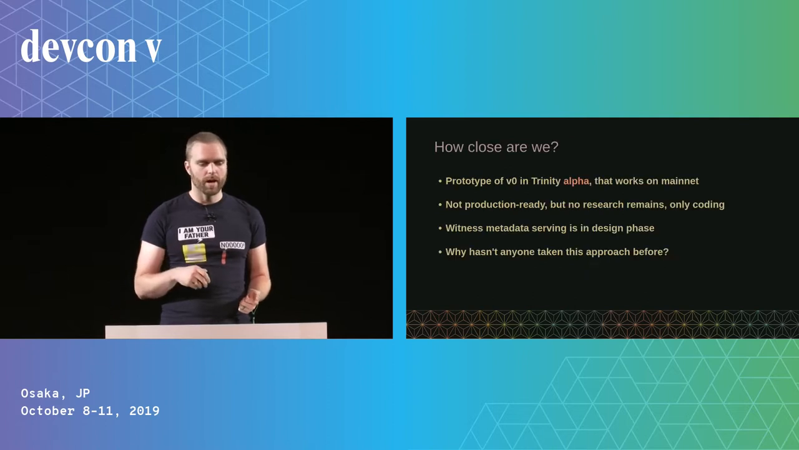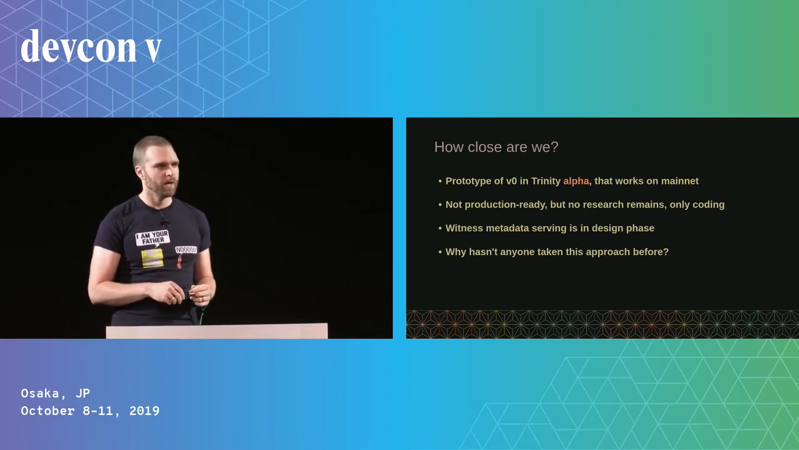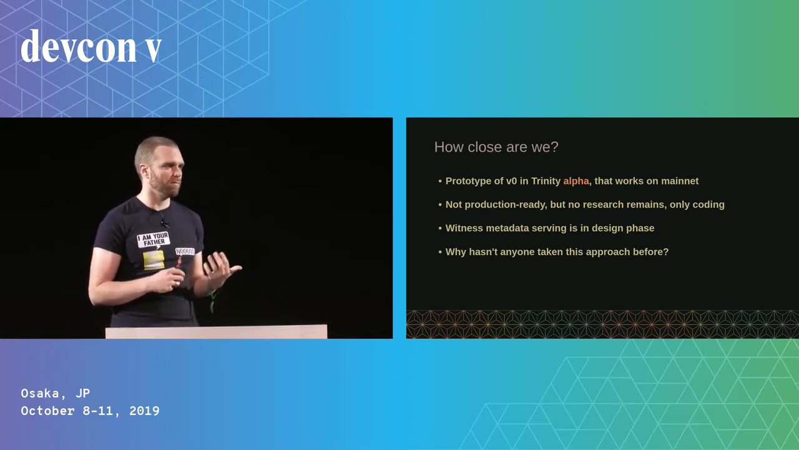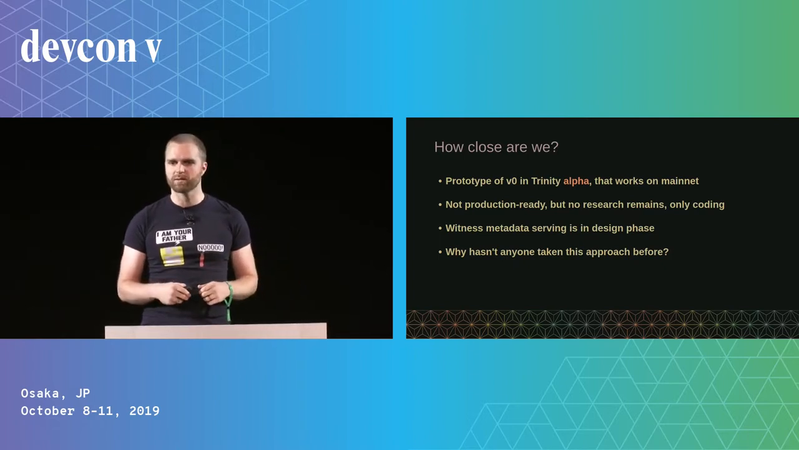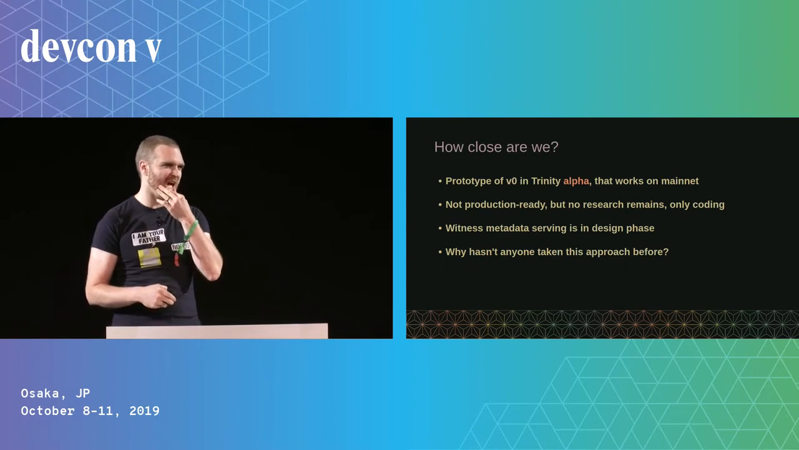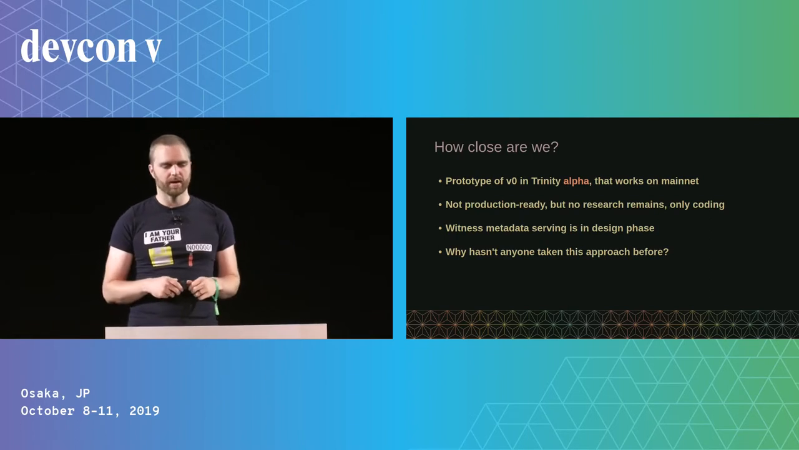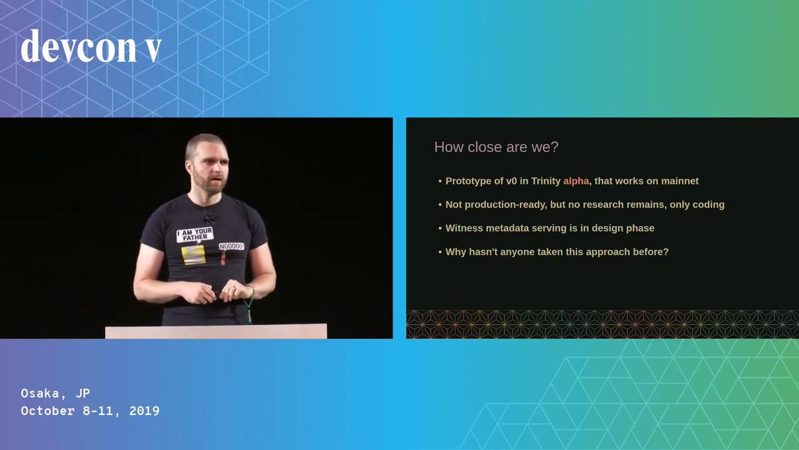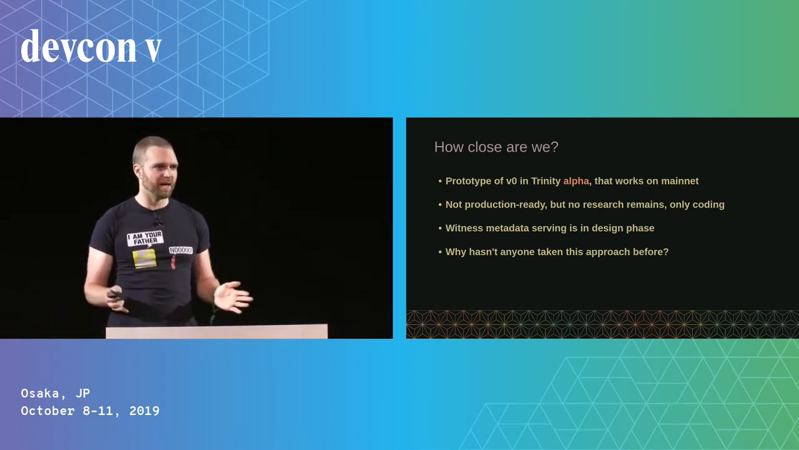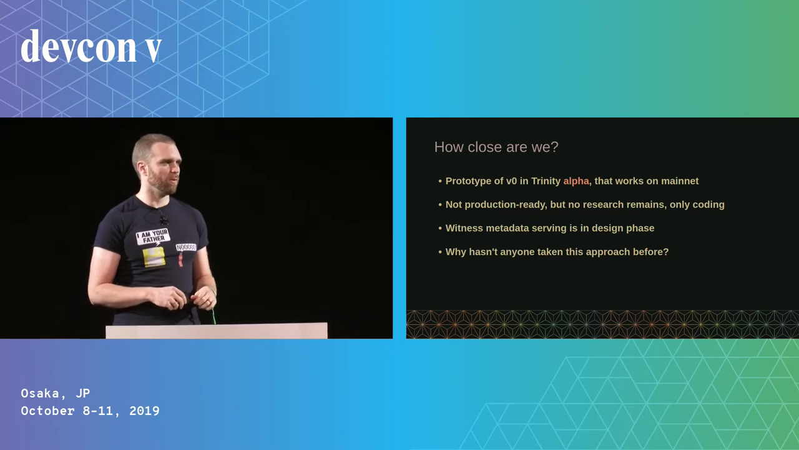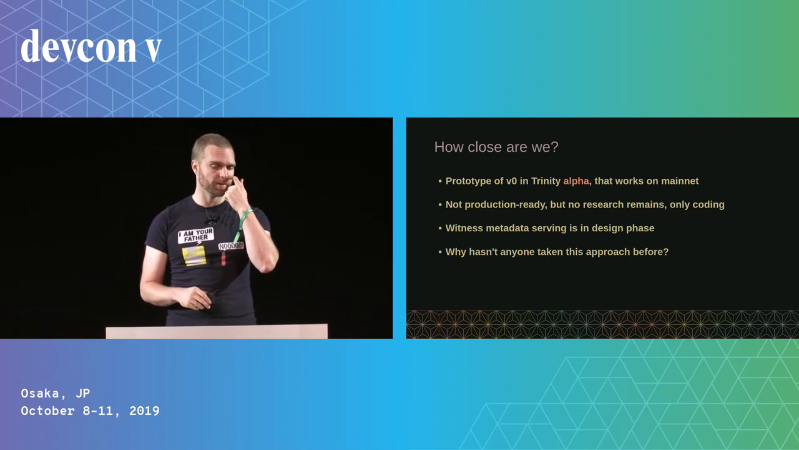So how close are we? Well, V0 is prototyped in Trinity Alpha. That works on mainnet right now. So we have executed many mainnet blocks over and over, generated local witnesses, that kind of thing. But it's not production ready. This is meant for experimentation right now, but there's nothing left to research. Right? There's no open questions really on V0 and how it works, just some more coding to do.